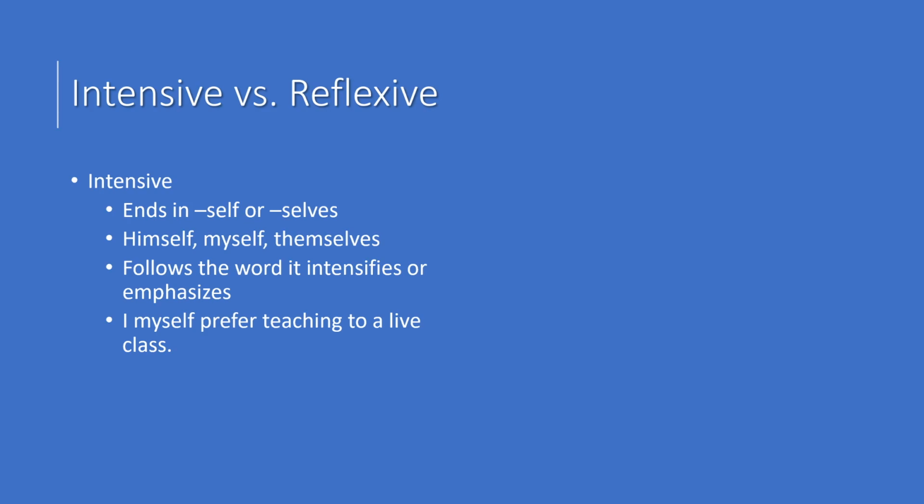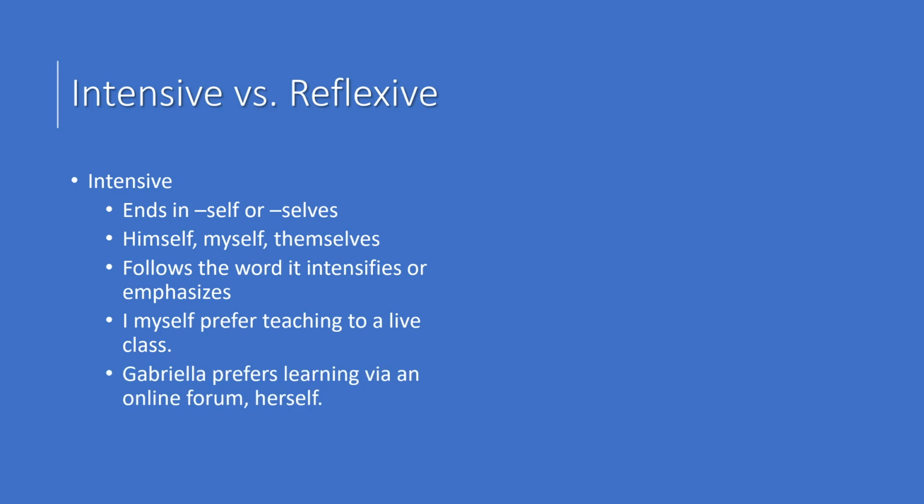It's giving emphasis back to the subject, I. Who prefers to teach? I myself. So it's emphasizing I, but I can't put a label of like a direct object or a predicate noun or an object of a preposition on top of it. So it's intensive.